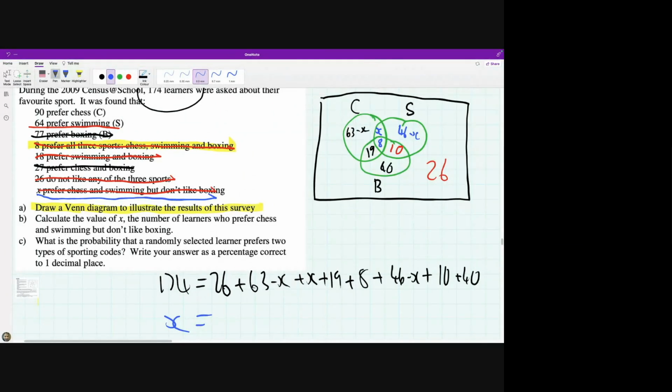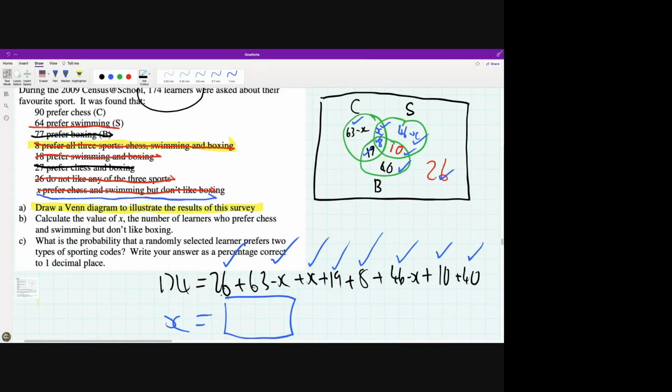I want you guys and girls to work that out for me. Let me just check that I have incorporated everything. So 26 done, 63 minus x, done. 19, done. 8, done. 46 minus x, done. 10, done. 40, done. Okay, got all my regions. I need you to help me work out what is the x value from this equation.